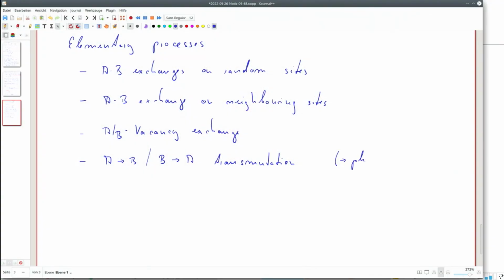This is for phase diagrams, or other cases where the composition is not fixed. That's just an example. This is for equilibrium properties. And these are mostly for kinetic, like precipitation kinetics or so.